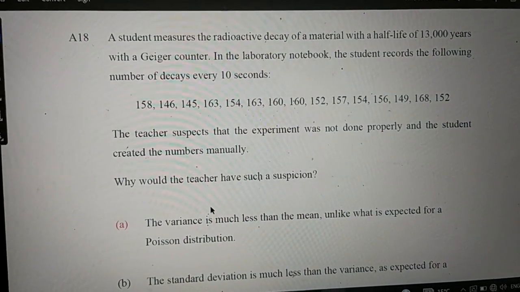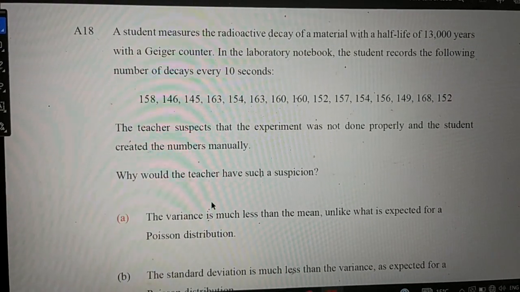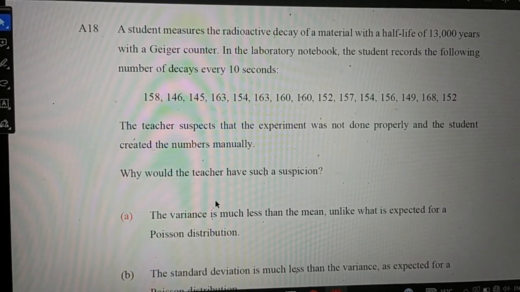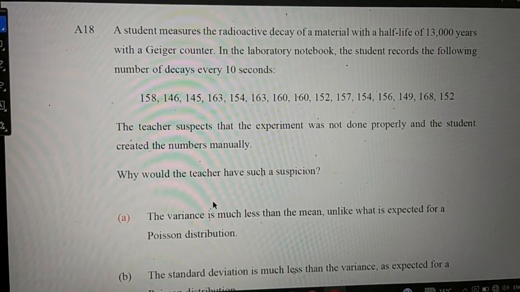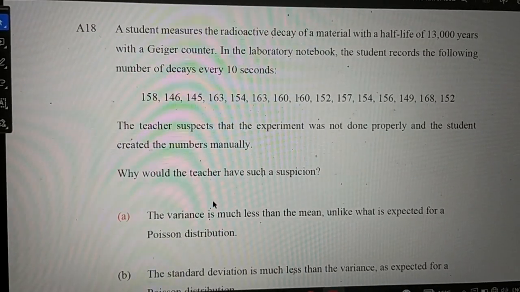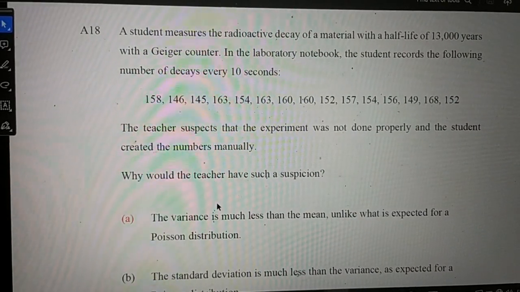Students measure the radioactive decay of a material with a half-life of 13,000 years with a Geiger counter. In the laboratory notebook, the students record the following number of decays every 10 seconds. Okay, there are 15 counts, and the teacher suspects that the experiment was not done properly, and the students created the numbers manually. Why would the teacher have such suspicion?